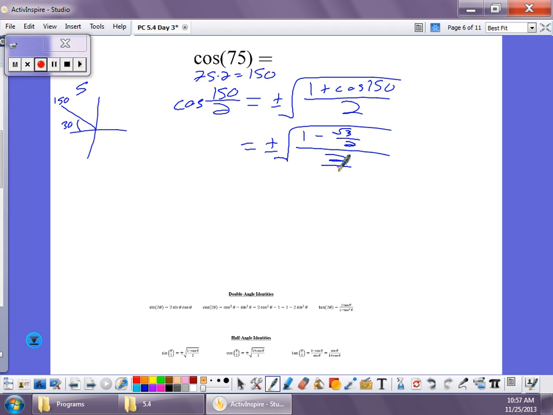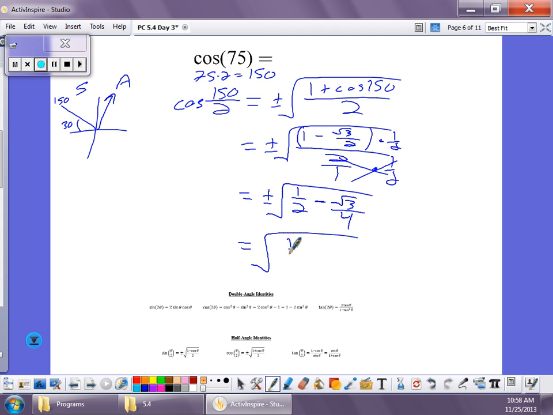And once again, I have a complex fraction, so I want to multiply by 1/2. It's going to cancel. I have to distribute this 1/2. So I get plus or minus the square root of 1/2 minus root 3 over 4. So the only difference here was the last one was positive, this one's negative. We have to check this sign here. 75 is in the first quadrant, so it's going to be positive. So your final answer would be the square root of 1/2 minus root 3 over 4.